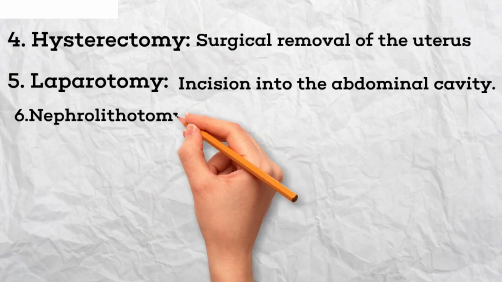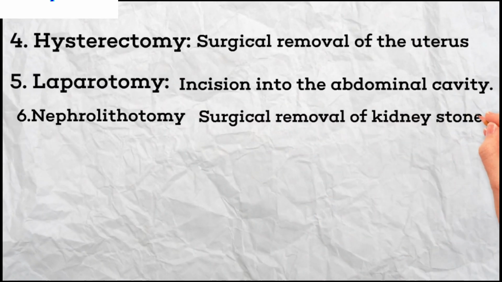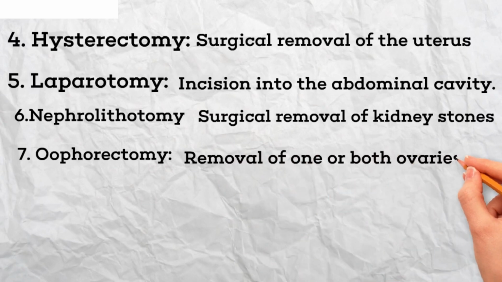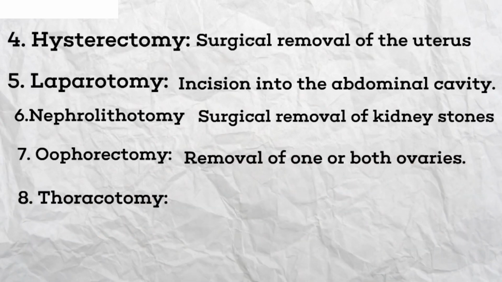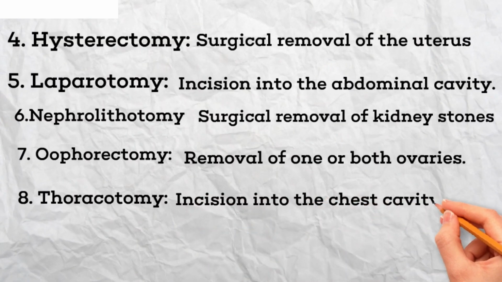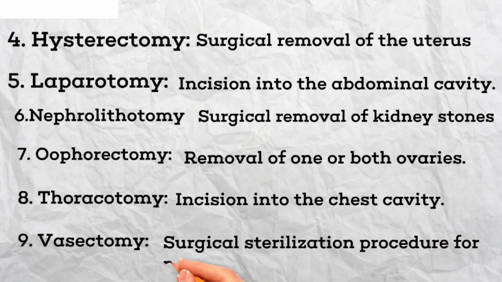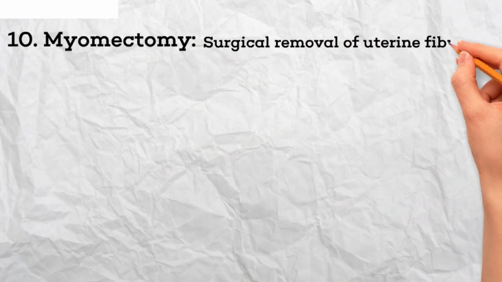6. Nephrolithotomy. Surgical removal of kidney stones. 7. Oophorectomy. Removal of one or both ovaries. 8. Thoracotomy. Incision into the chest cavity. 9. Vasectomy. Surgical sterilization procedure for men. 10. Myomectomy. Surgical removal of uterine fibroids.